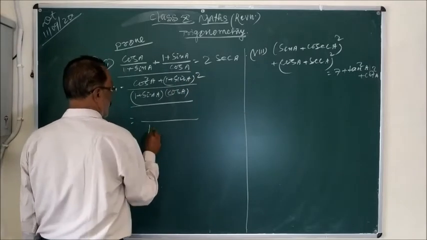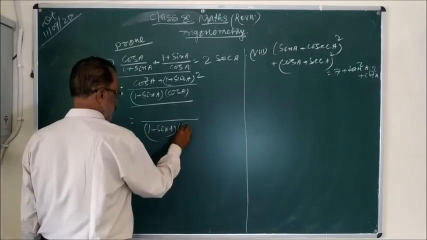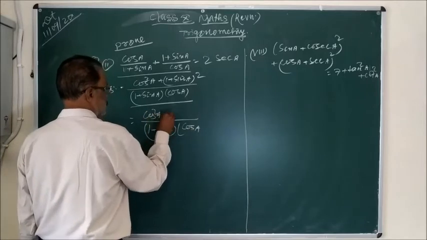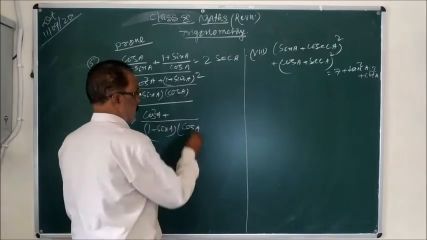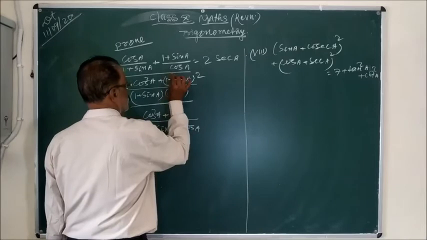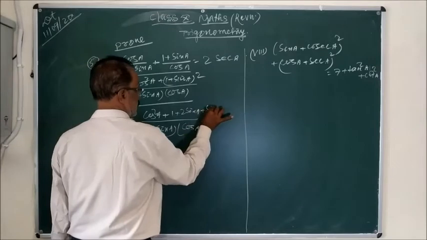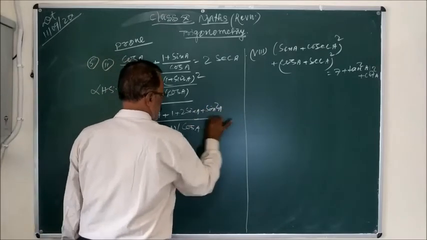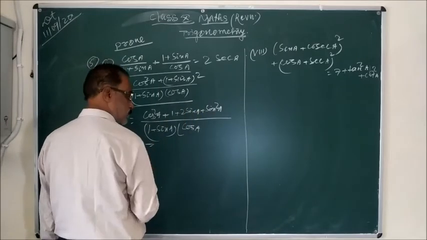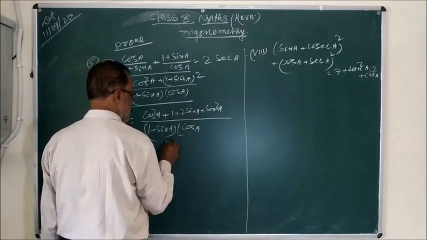Now you leave that denominator as it is, whatever we have got, 1 plus sin A cos A, and this will be cos square A, and this is a lovely identity, A plus B whole square. So A square, 1, 2AB, 2 into 1 into sin A, 2 sin A, and plus B square means sin square A. Now you see cos square plus sin square, these two are equal to 1. I have explained this formula. So cos square plus sin square is equal to 1.